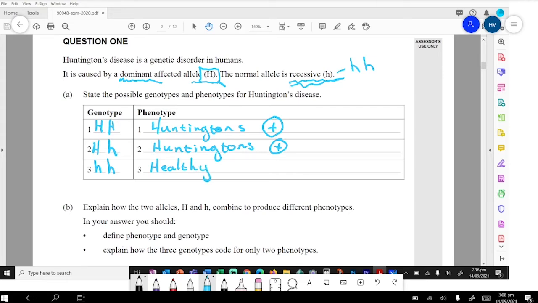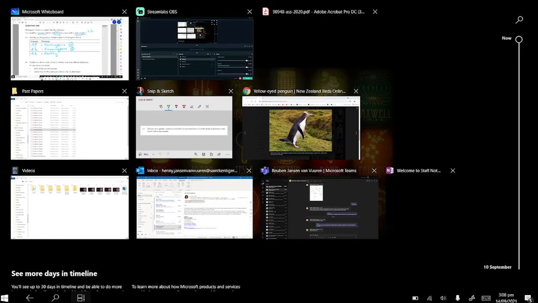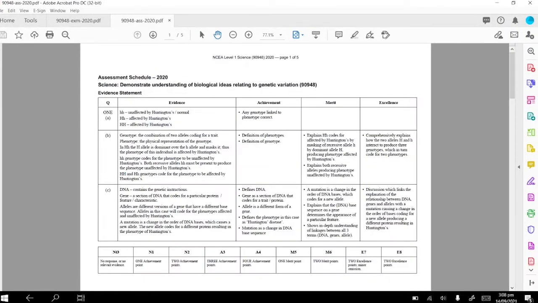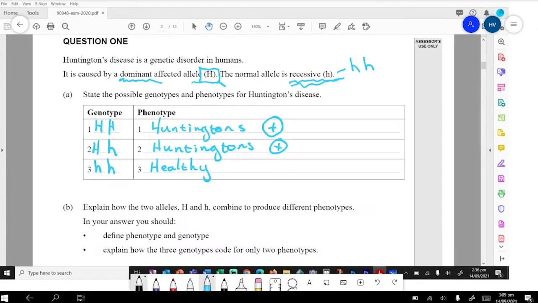Okay, that's quite easy. And what do we get for that? If we answered any one genotype, so if you got one of them correct, you actually got an A already. Okay, that's nice and easy. So there's my first A. Thank you.